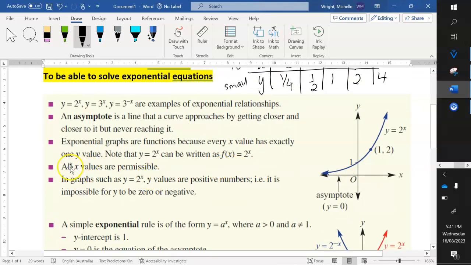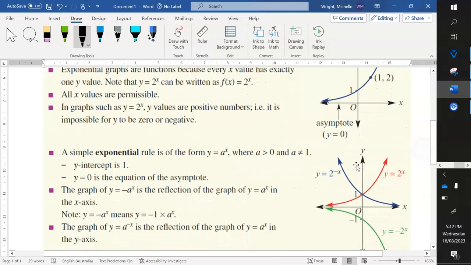Okay. All x values are permissible. That basically means I could pick any x value and I would get a matching y value. I, however, can't have any y value because my curve doesn't go below that x-axis. So I only have y values that are greater than 0 involved in that curve. So that's another thing to think about.